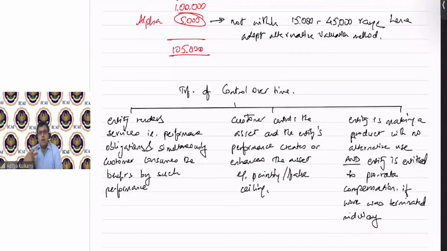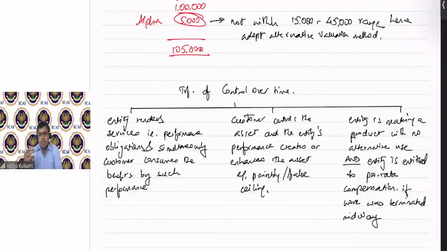Suppose tomorrow the Navy says, I don't want this warship. Can you sell it to somebody? Will Mazgaon Dock go to one of the richest men of India, Mukesh Ambani, and say, take this aircraft carrier, please buy this? Will Mukesh Ambani really buy that? What is the use for Mukesh Ambani? And therefore, there is no alternative use. It can be used only by the Navy, and nobody else.